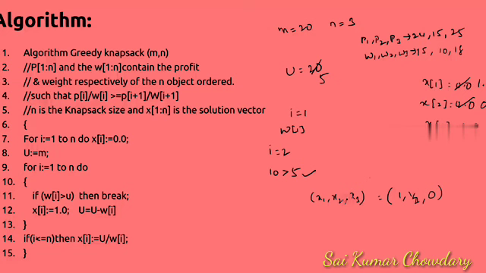So here we received the optimal solution, that is, the order is taking object 1 as entire, object 2 as half, object 3 null.